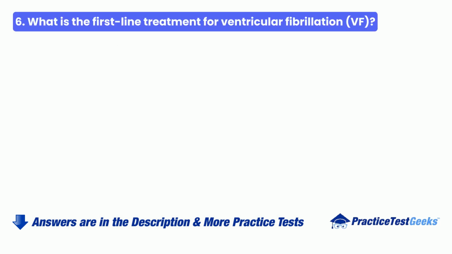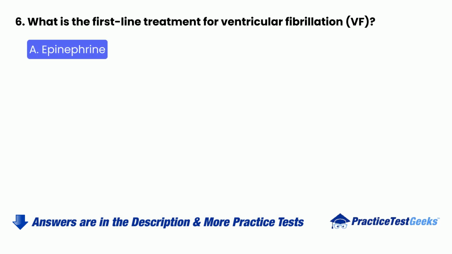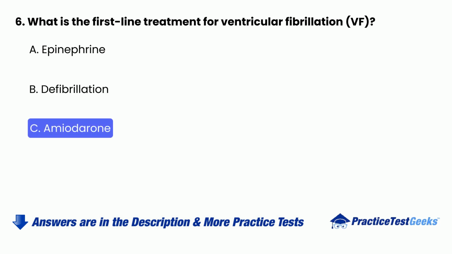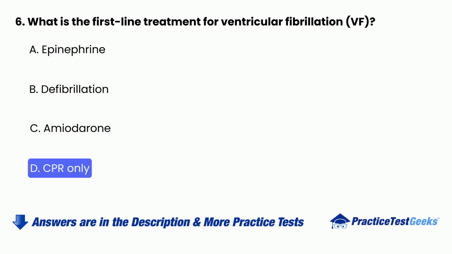6. What is the first-line treatment for ventricular fibrillation or VF? A. Epinephrine. B. Defibrillation. C. Amiodarone. D. CPR only.